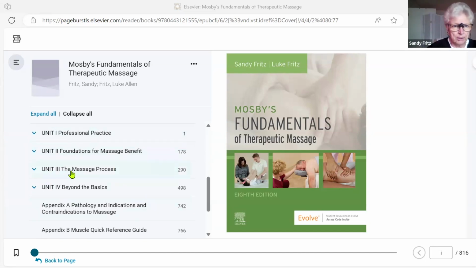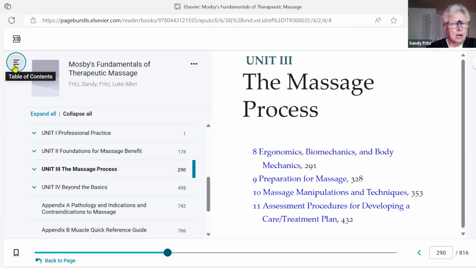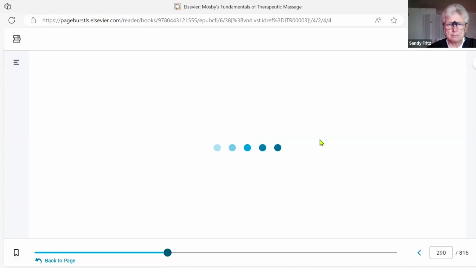We are now in Unit 3, the massage process. All right. These chapters have really, really good video demonstration technique support, and I'll show you that on the Evolve site. All right. So here's the body mechanics.